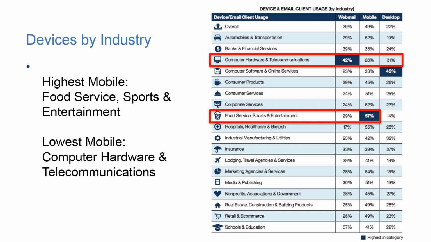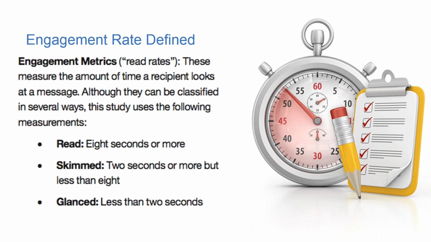So very interesting to see how that varies. The next piece that I want to dive into is this engagement rate, and the way you should understand the numbers that come out of this report is that those listed as having read the email spent 8 seconds or more. The tool tracks up to, I believe, 20 seconds, and anything after that is gravy. So it doesn't make much of a difference there.